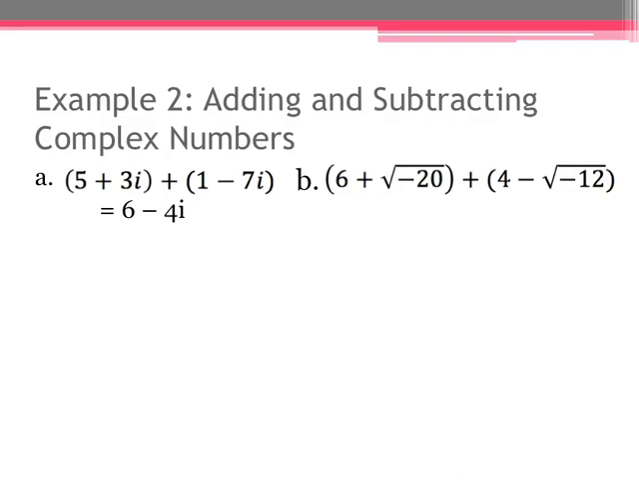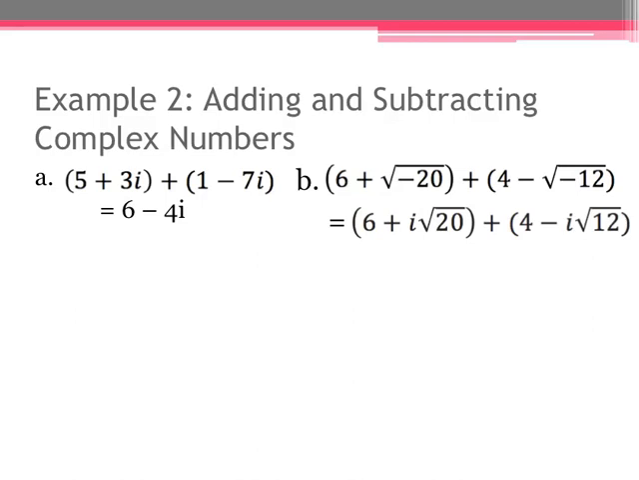So since both of them have a negative under the square root, I can go ahead and take the square root of negative 1, that's equal to i, and bring it outside. So this is 6 plus i root 20 plus 4 minus i root 12. Now, we want to simplify those radicals as much as possible.